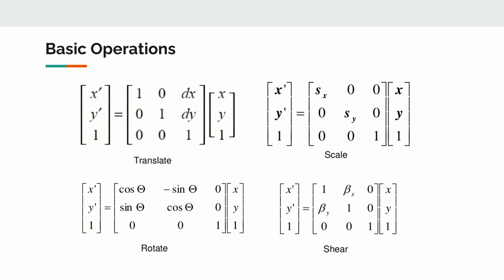Basic operations using homogeneous system are shown in the figure. It can be seen that translation operation can now be represented by multiplication operation, shown in the top left.